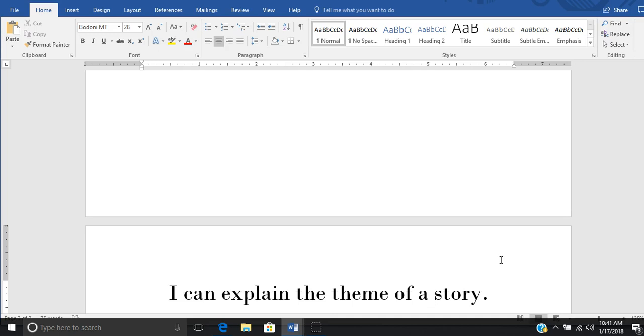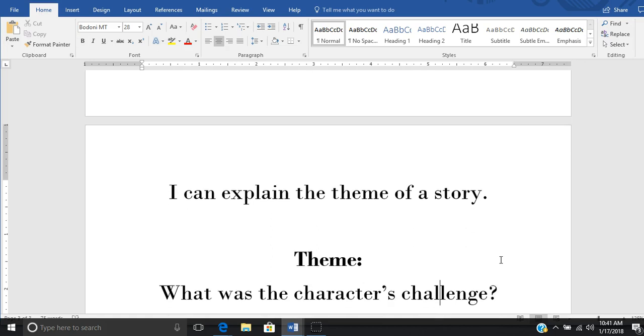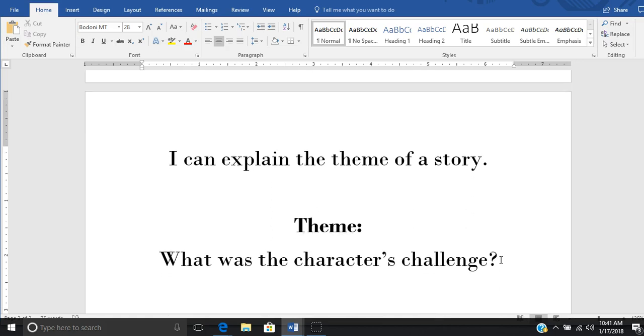Now, we've talked a lot about theme, and we talked a lot about theme in poems last week. And it's pretty much the same. You have to think about what was the character's challenge. So if you thought about what the character's challenge was, is he did not want to go.